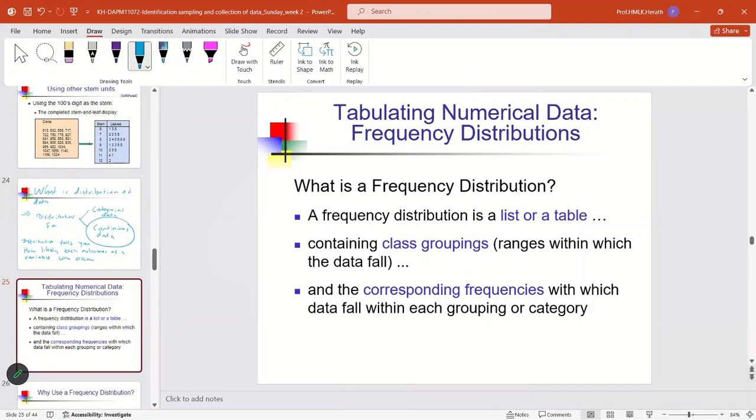So it's a list or a table that contains class groupings corresponding to frequencies with which the data fall in each grouping or category. So this frequency tells you how likely each and every observation appears, if you draw random samples.